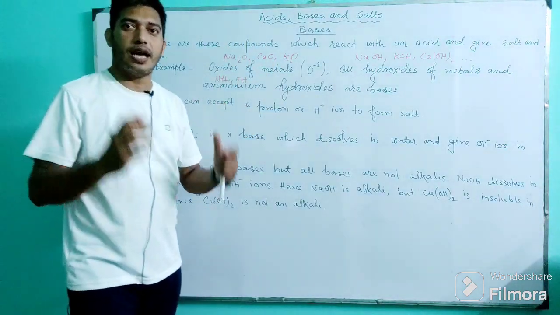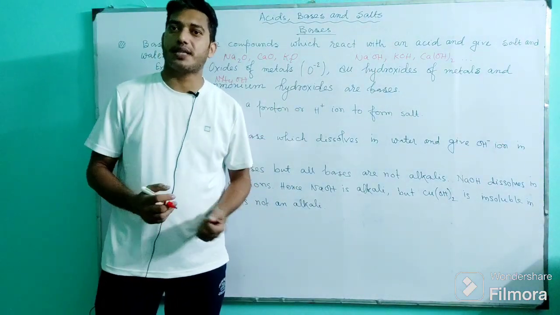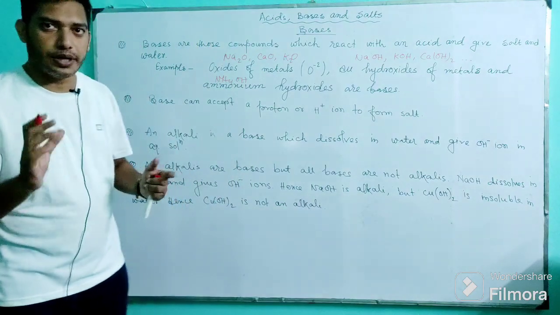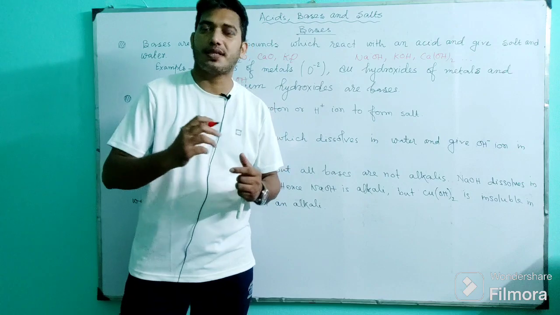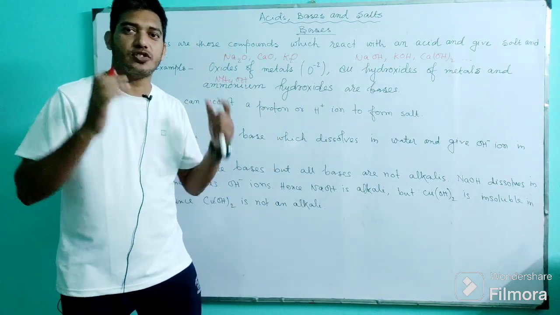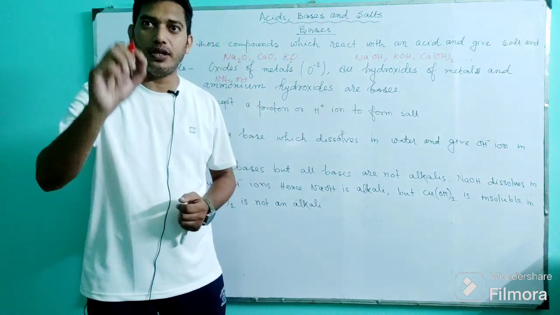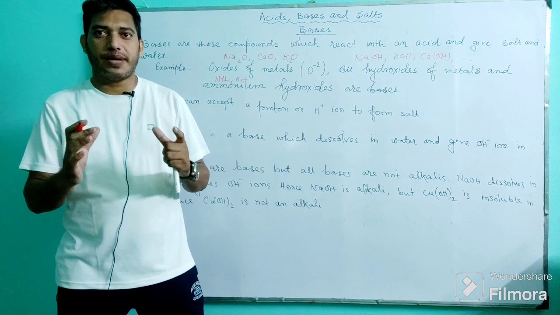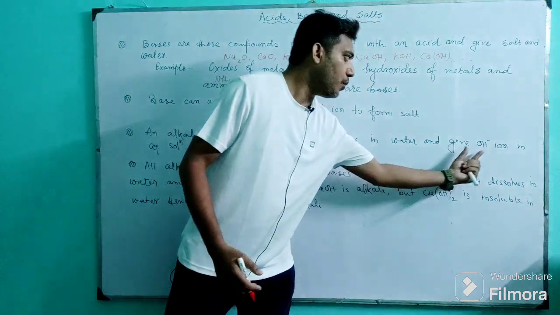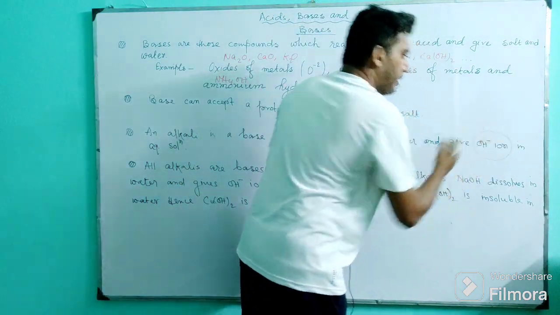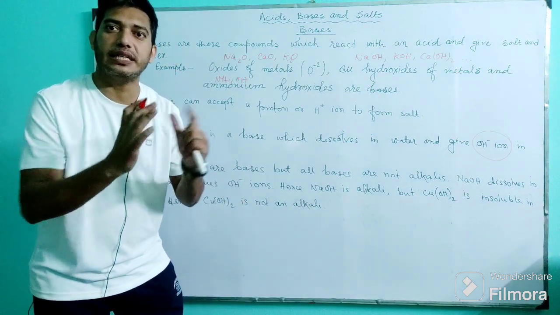So bases are also called proton acceptors, or H plus ion acceptors from the acid. Next, among the bases, some substances dissolve in water and form OH minus ions. Those bases are specifically called alkalis. So what is the definition of alkali? Alkalis are those bases which dissolve in water and form OH minus ions in aqueous solution.